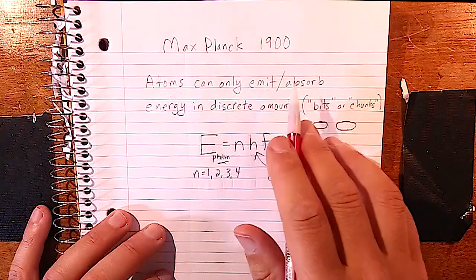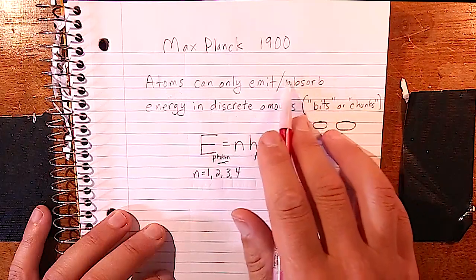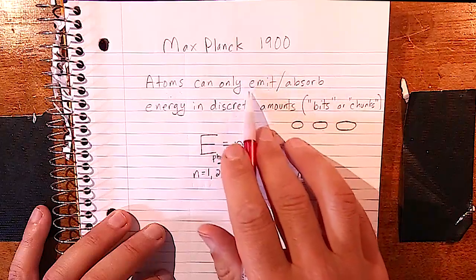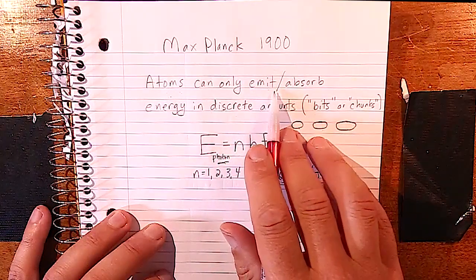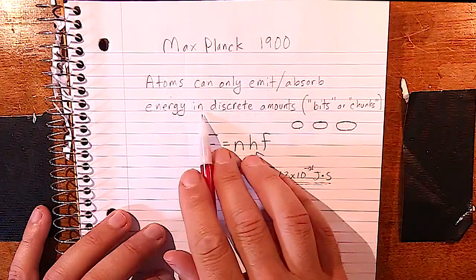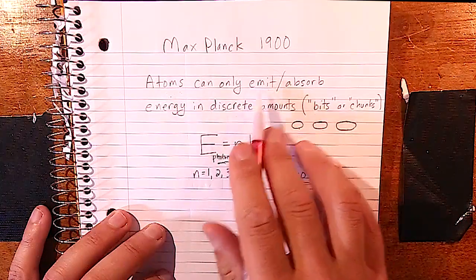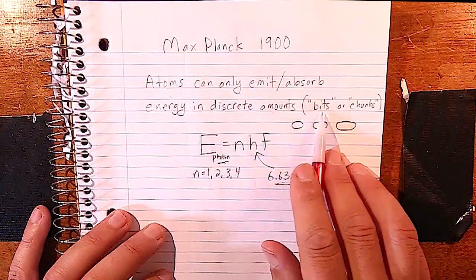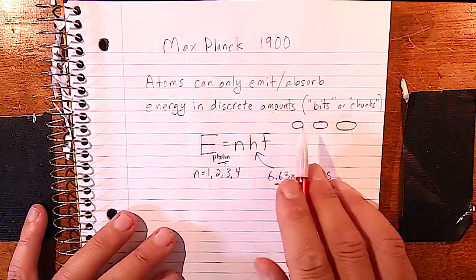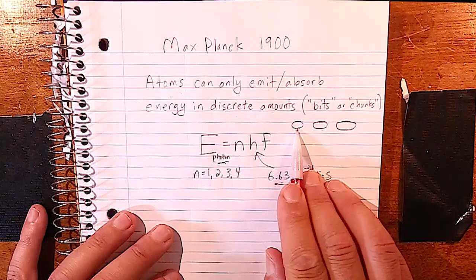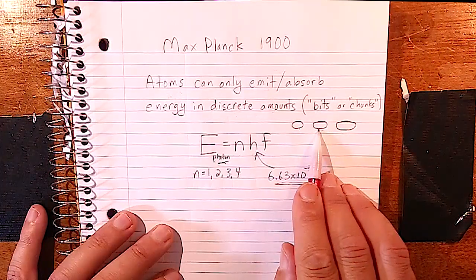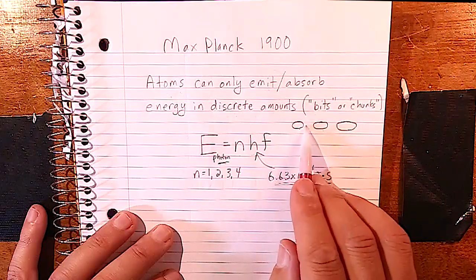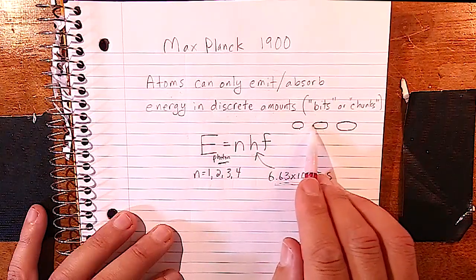Now, we know that when it's cold, it's a black object, a black body. It's absorbing all the frequencies. And when it gets hot, it starts to emit them. But how is it emitting them? He says that the energy is being emitted in discrete amounts. Now, what does that mean, discrete amounts? It just means in bits or chunks. So you can have a little bit, or you can have double that bit or triple that bit. Each of these chunks don't have any value that's in between.